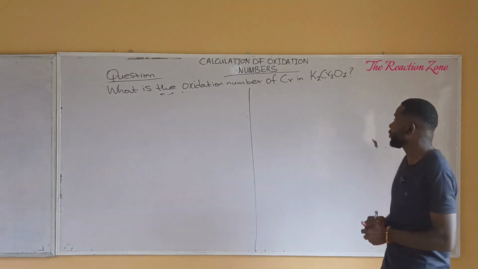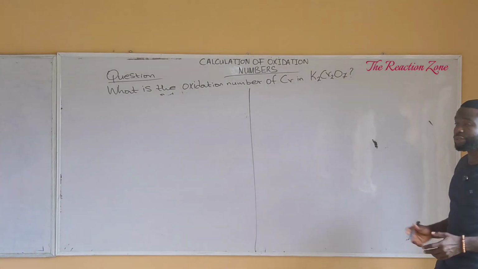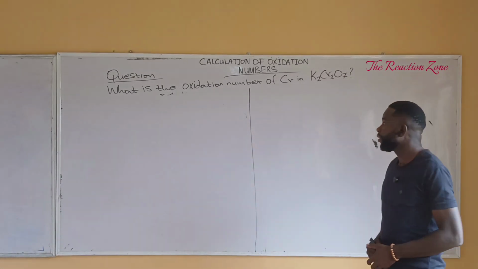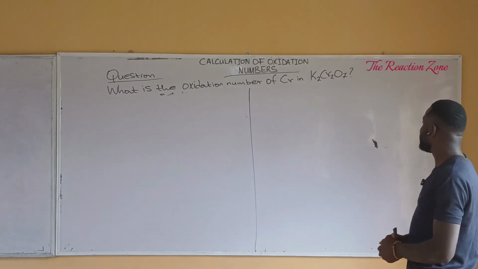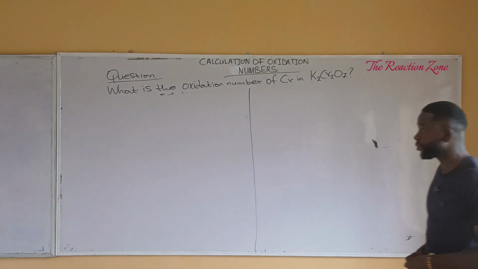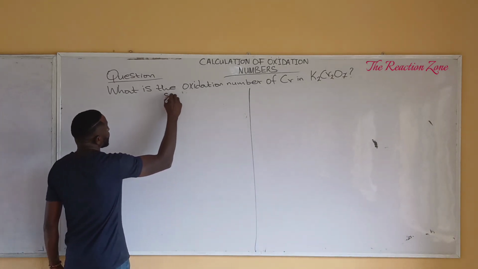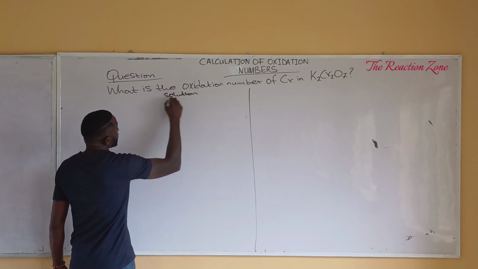In today's lesson, we're going to look at how to calculate the oxidation number of an element in the compound. And the question is as follows. What is the oxidation number of chromium in K2Cr2O7? To solve this question, we have to make an assumption.